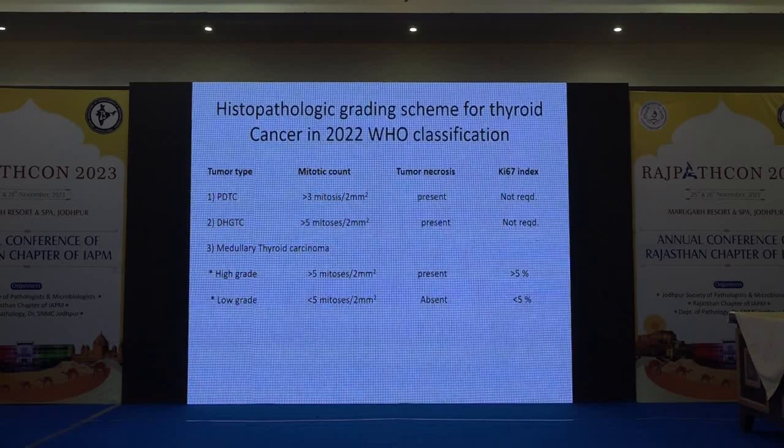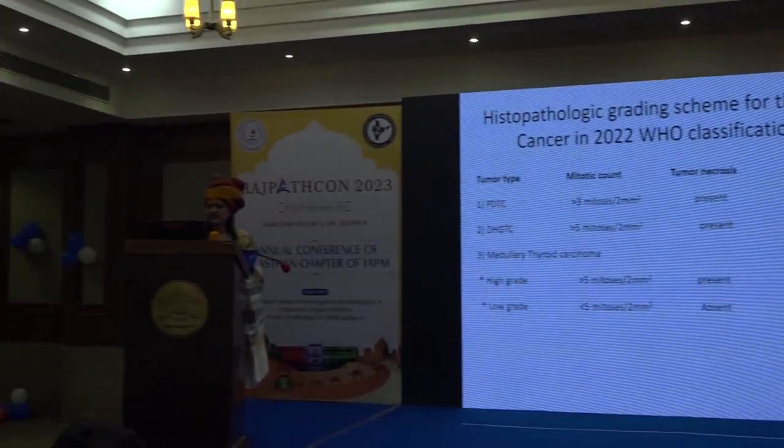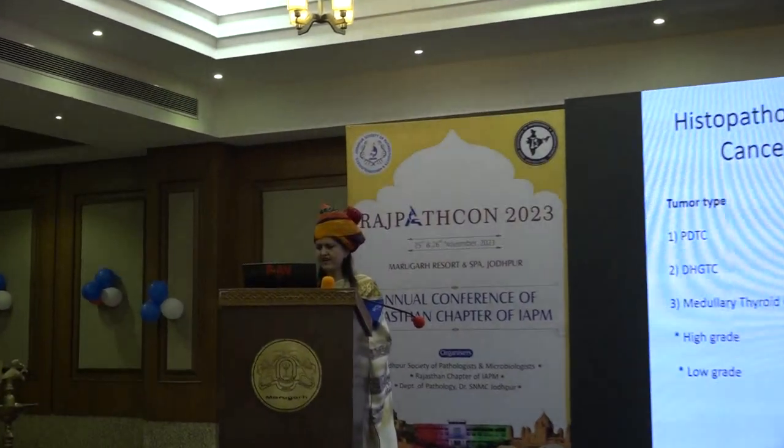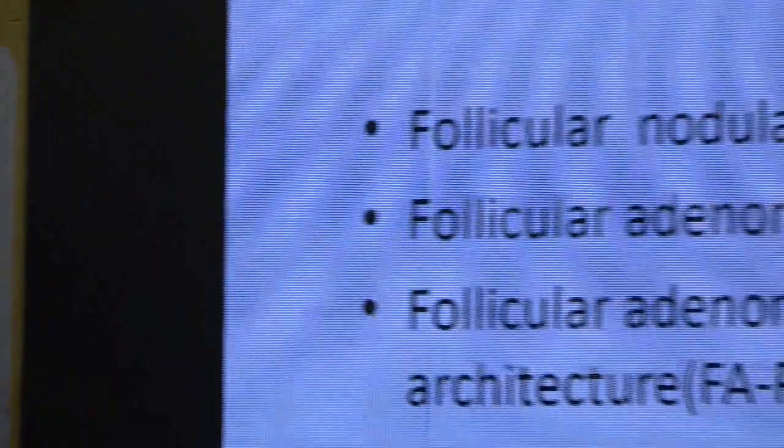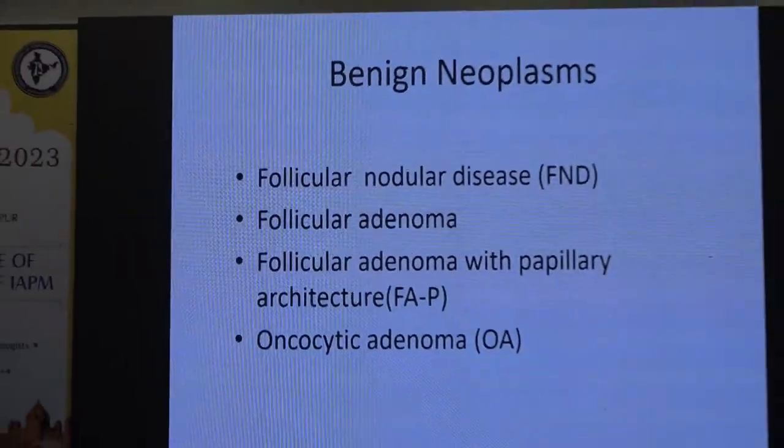So low grade is less than 5 mitosis with less than 5% Ki67 index and absence of necrosis. Whereas high grade is presence of necrosis, more than 5% Ki67 and more than 5 mitosis. So this new grading system they have come up with in the WHO 2022 classification. Let me elaborate a little bit on these things. I will take you through the elaboration.